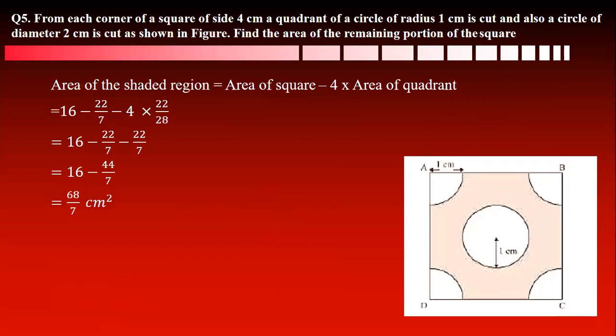Now with this, area of the shaded region can be found by area of square minus 4 times area of quadrant minus area of circle. So 16 minus 22 by 7 minus 4 times 22 by 28. So we get 68 by 7 centimeter square to be the area of the shaded region. That is whatever is remaining after cutting them.